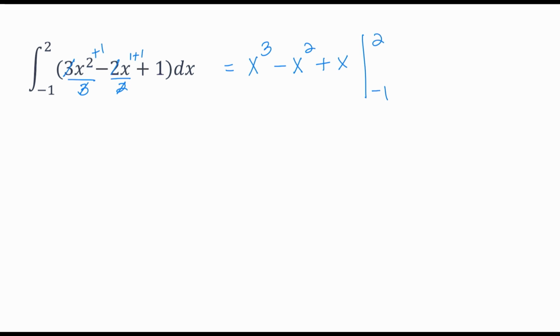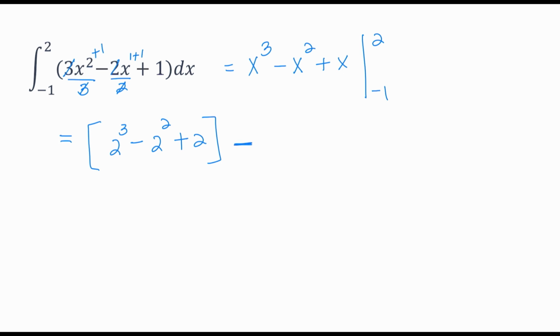So what this means now is that I'm going to be able to substitute the upper bound and subtract what I get when I substitute the lower bound. So I'm going to go ahead and start by replacing this. So this is going to equal, I'm going to create a bracket because the brackets are going to allow me to separate the two sets of operations. So I'm going to start replacing this. 2 to the third power minus 2 squared plus 2. That's basically what happens when I substitute the upper bound.